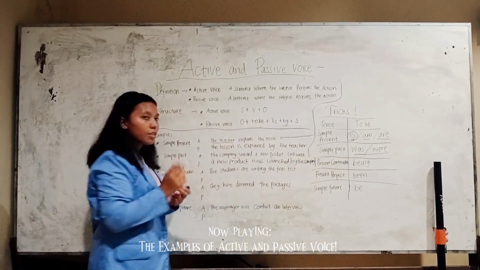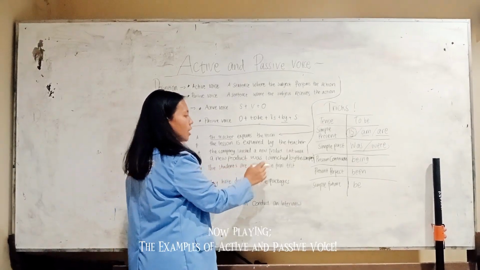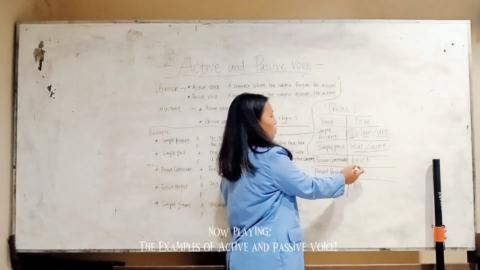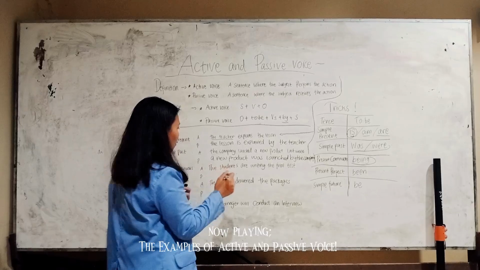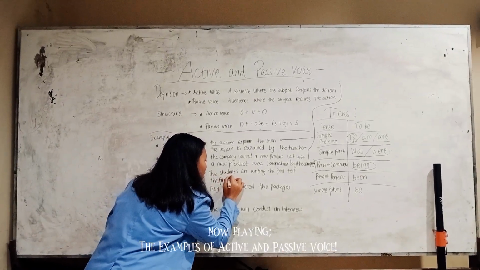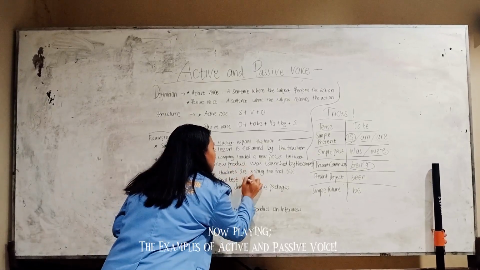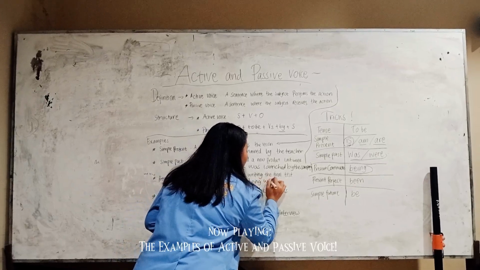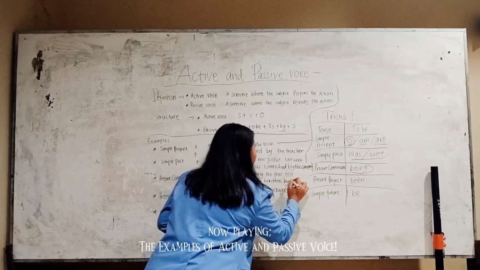Okay, the next is present continuous. The sentence is: the students are writing the final test. If we see that in the tricks, the to be will be being. So the passive voice is like this: the final test is being written by the students.